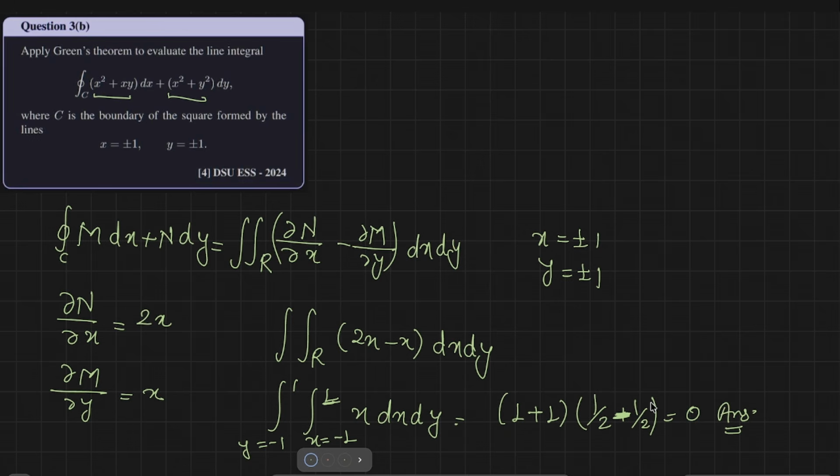Yeah, this is x square by 2, so the answer will be 0. So when you solve using Green's theorem, the flux will be 0 from this. Now the 2025 question, again it is related to Green's theorem. Here the limit is given.